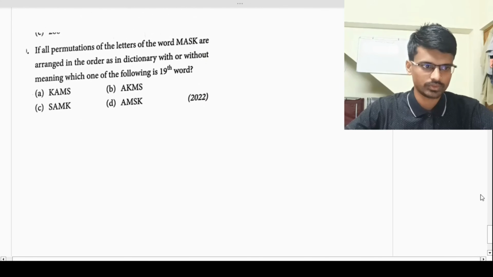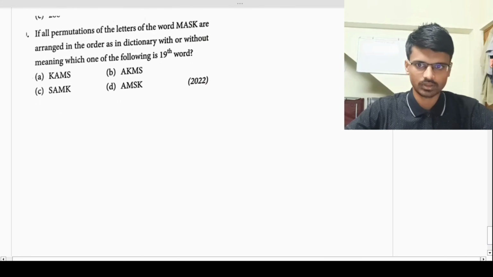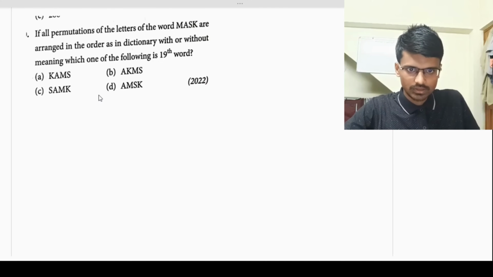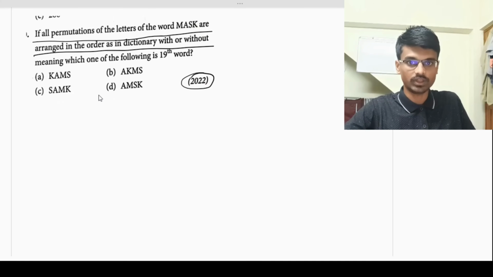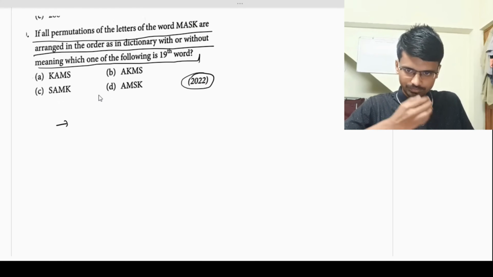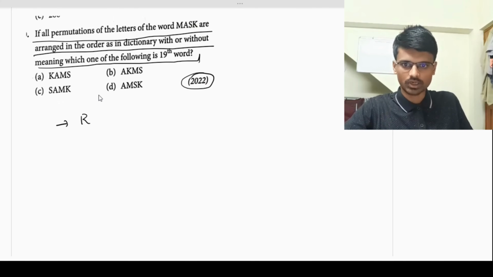Okay. This is the last question. So this was asked in 2022. Okay. So if all the permutations of the letters of the word mask are arranged in the order as in dictionary, with or without meaning, which one of the following is the 19th word? See, from the question, we have to assume that repetition is not allowed. Okay, this condition is important. Repetition is not allowed.